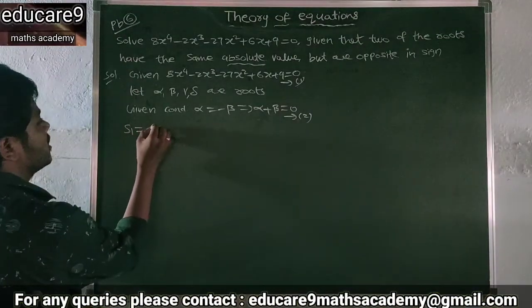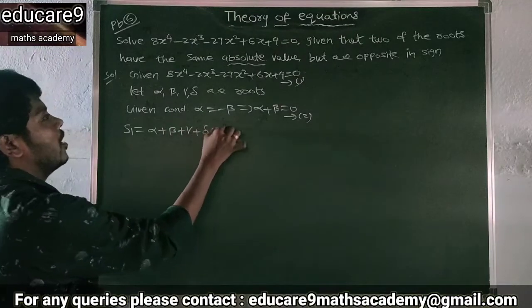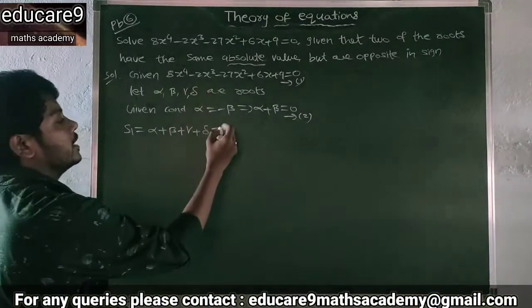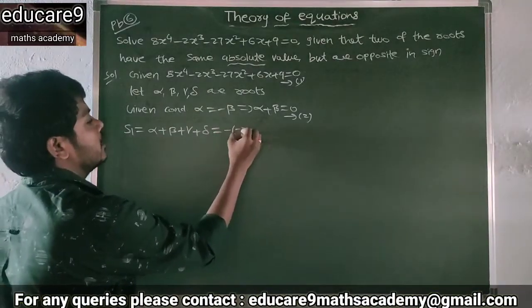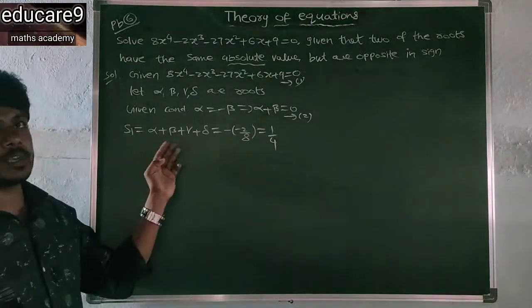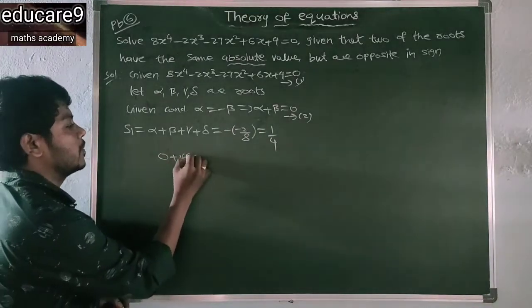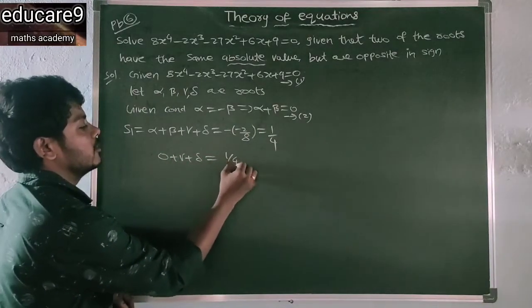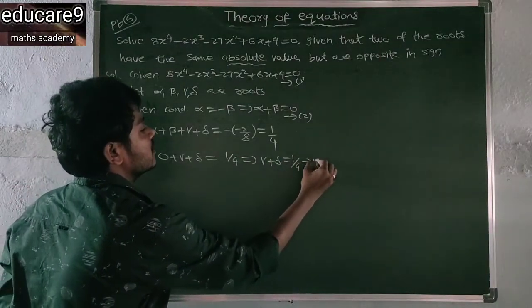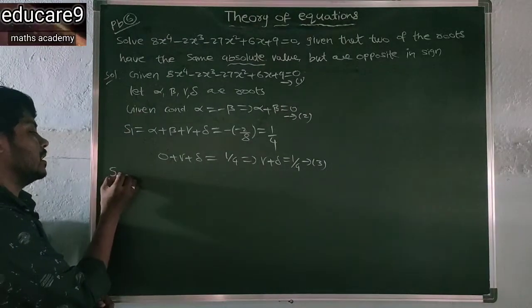Now find S1. So S1 is what? Sum of the roots. That is alpha plus beta plus gamma plus delta. So minus A1 by A0. That is minus of minus 2 by 8. This is 1 by 4. So what is alpha plus beta value? 0. So 0 plus gamma plus delta is equal to 1 by 4. From this, gamma plus delta value is 1 by 4. This is equation 3.